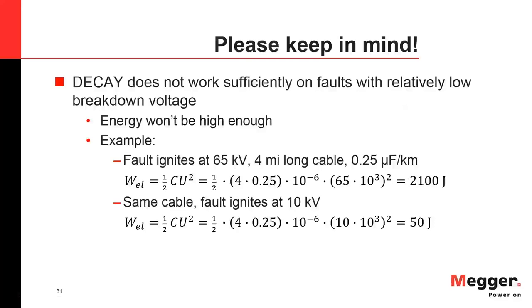ARM. So you need a sufficient voltage, because the electric energy, as you can see there, goes with the square of the voltage. And I gave you a very standard example. If you have a 4 mile long cable that has 0.25 microfarad per mile, so it makes an easy number, which is 1 microfarad, and the fault needs 65 kV to flash over. You charge the cable up with your HiPot to 65 kV, and you get an energy that is 2,100 joules.